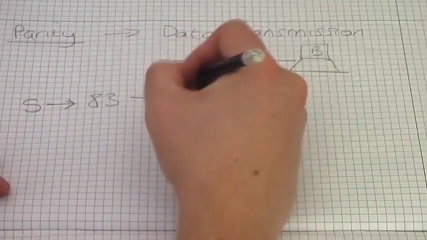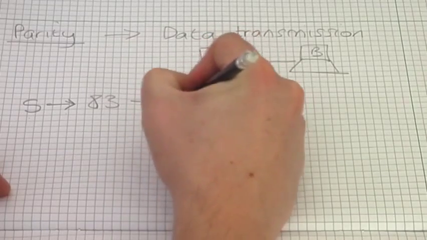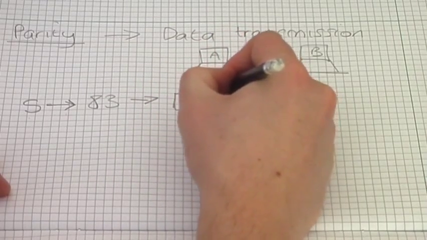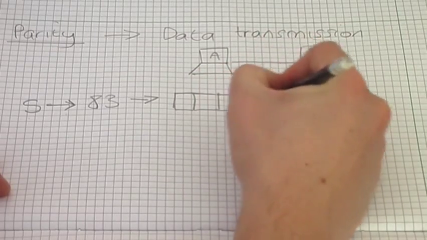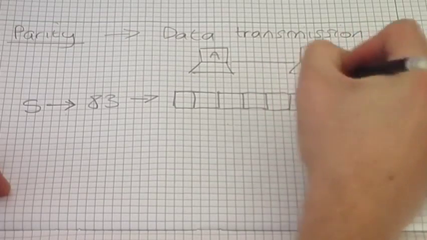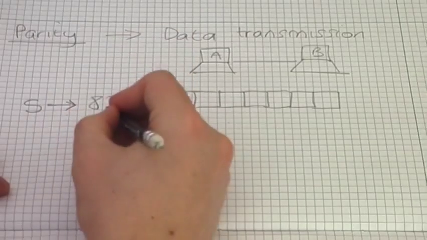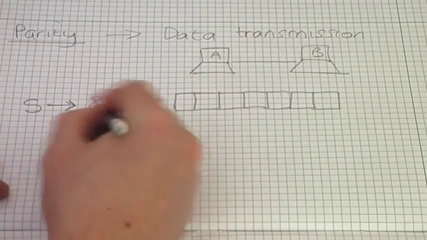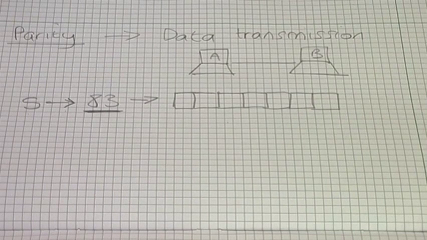Now, if you remember rightly, when we talked about ASCII, each ASCII character is worth 7 bits. So I'm going to draw 7 squares, which we can use to put in our ASCII character. So we've got 4, 5, 6, and 7. Okay, so we're going to make 83. So we've got the decimal number 83.